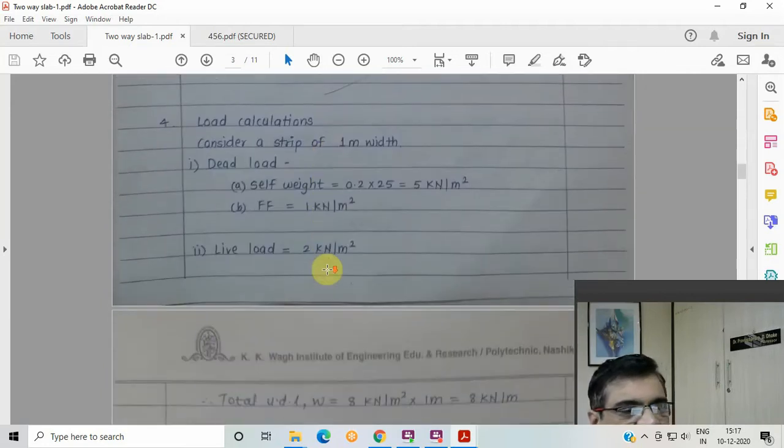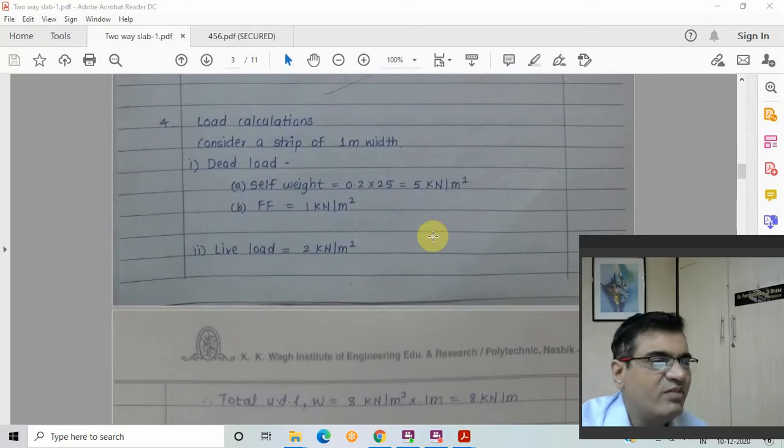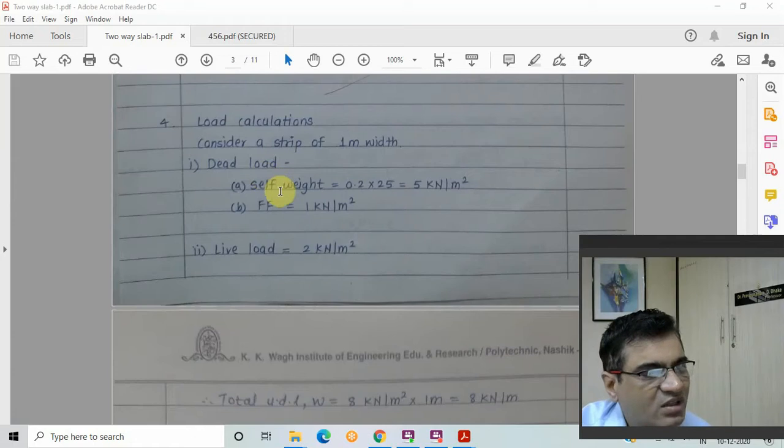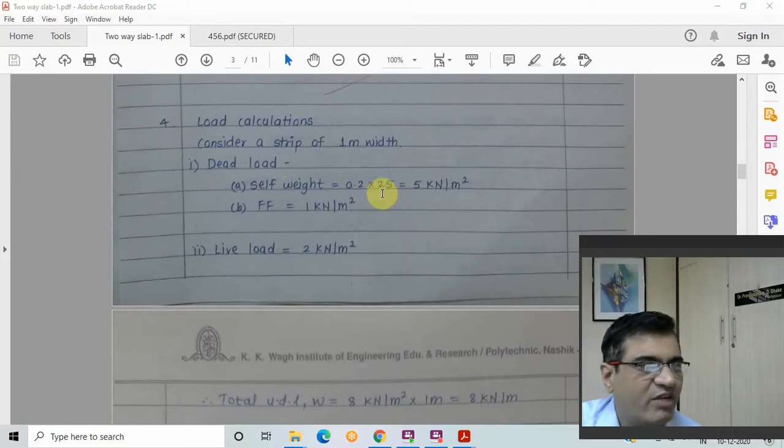Now next step is about load calculations. In the load calculations we have to consider a strip of 1 meter width. So in case of slab, for the strip of 1 meter width, in the dead load, the self weight is considered as 0.2 into 25. So 0.2 is nothing but the 200 mm thickness in meters, and 25 is the unit weight of concrete. So we are getting here 5 kN per meter square.